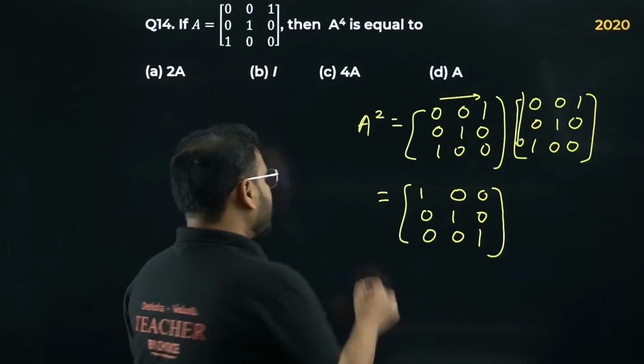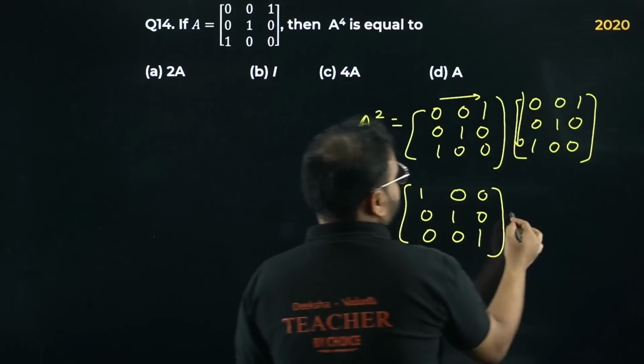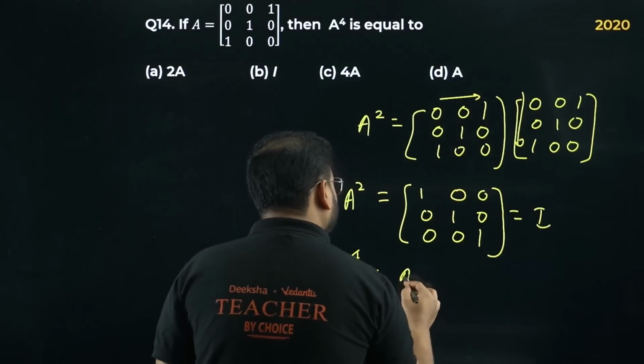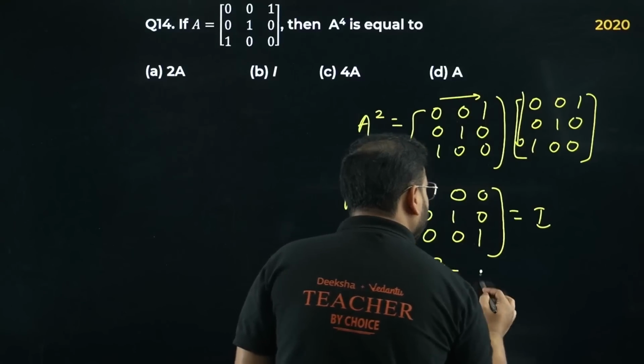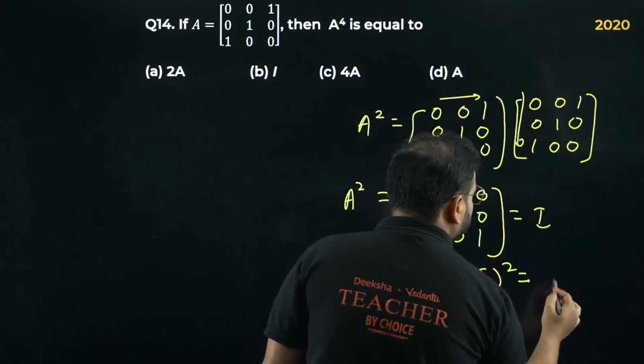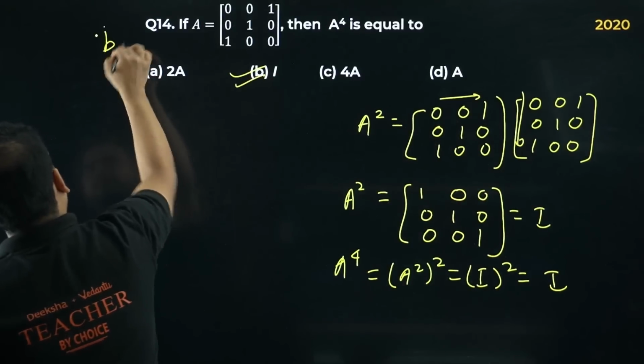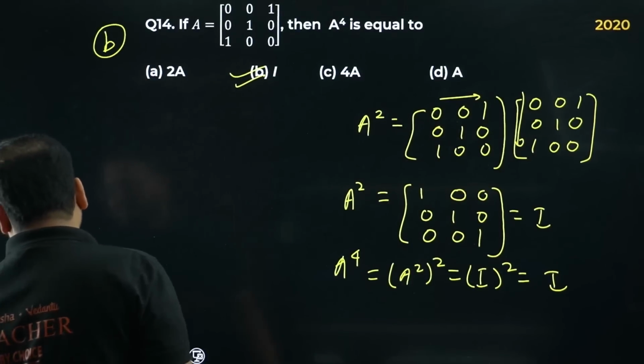You are getting A square as the identity matrix, A square equals I. If you write A power 4, it is nothing but A square the square, that is I square the square, which is simply I. Option will be B. B.